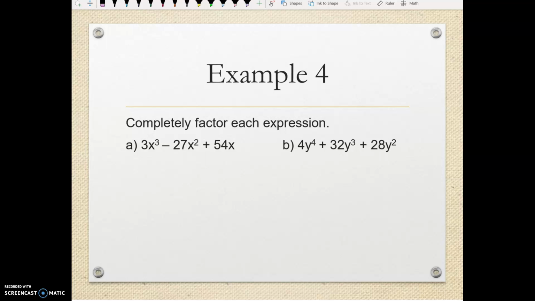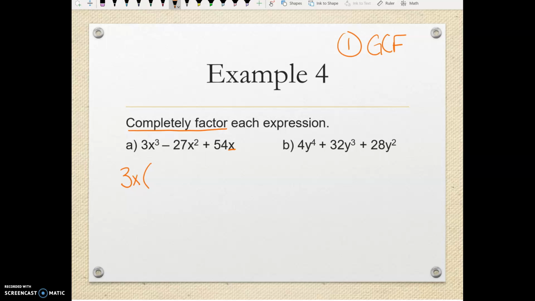Okay, completely factor. When you see the phrase completely factor, that means there's going to be more than one step involved. So you might notice that this doesn't look like x squared plus something else plus a number. There's a lot more going on here. So your first step is factor out a greatest common factor. What do these three terms have in common? 3, 27, and 54. It would sure be nice if we could divide all those by 3. Can we divide them all by 3? Why, yes, we can. And then find the smallest x. So the x with the smallest exponent, in this case, it's plain x. We can pull a plain x out of all of these.